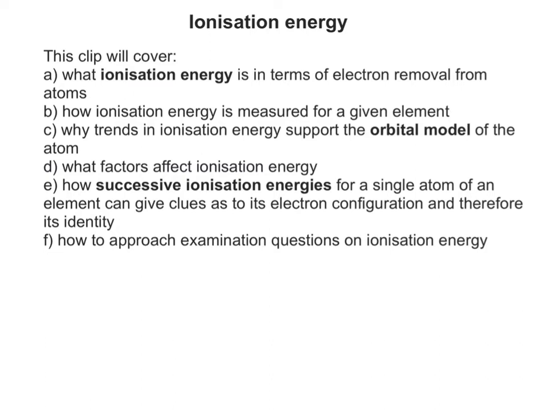After going through what it actually is, we'll have a look very quickly at how it's measured and why trends in ionisation energy support the orbital model of the atom that we start teaching at A level. We'll have a quick look at what factors affect it and how successive ionisation energies for a single atom in an element can give us ideas as to what its electron configuration is and also what its identity is. And finally, we'll have a quick look at how to approach examination-style questions on this topic.